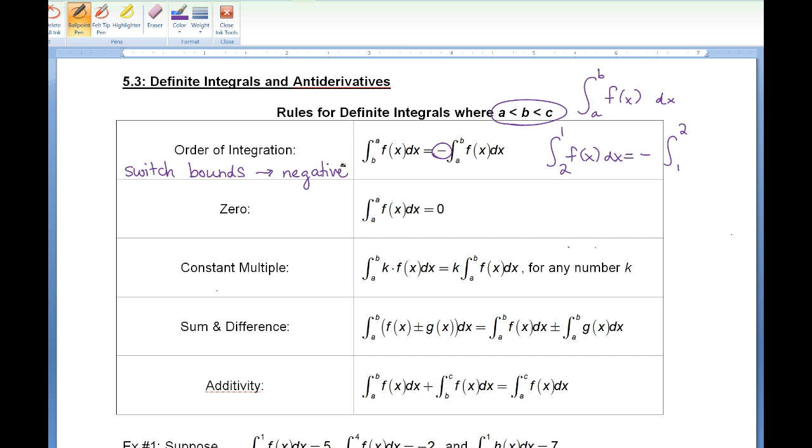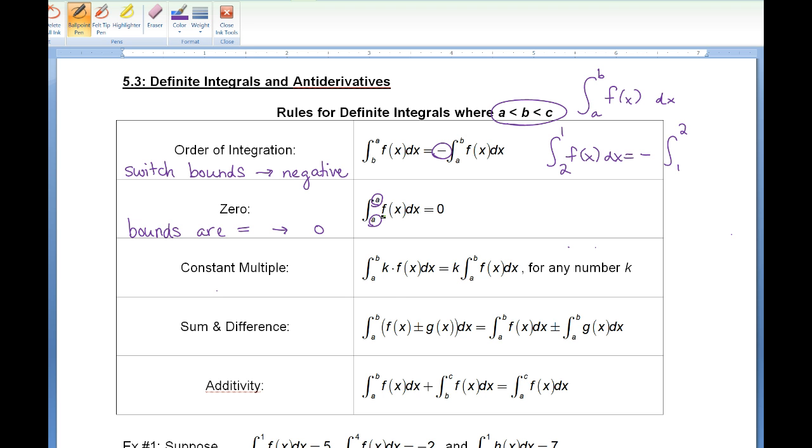All right, the zero rule. If the bounds are the same, then we get 0. If you try to figure out the area under the curve from 1 to 1, there is no area, basically, it's 0. It's like you haven't gone over any interval there.